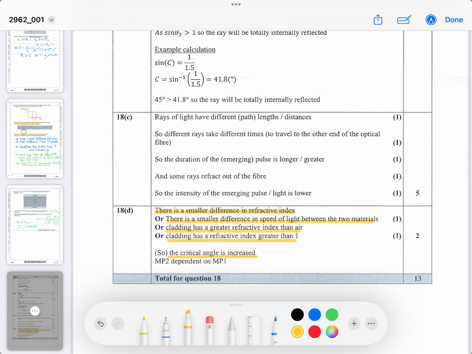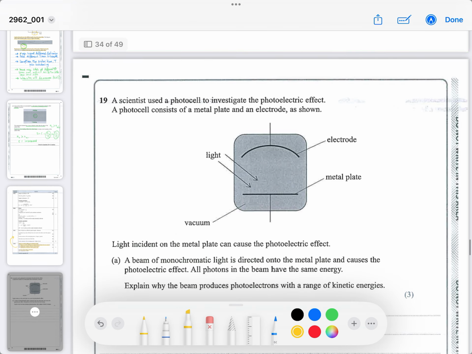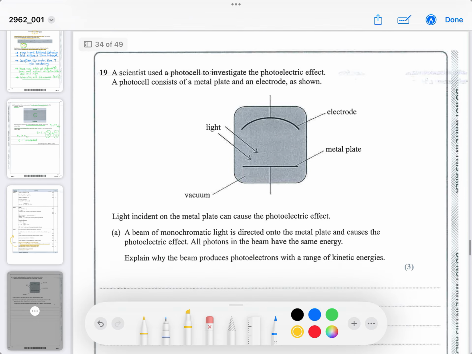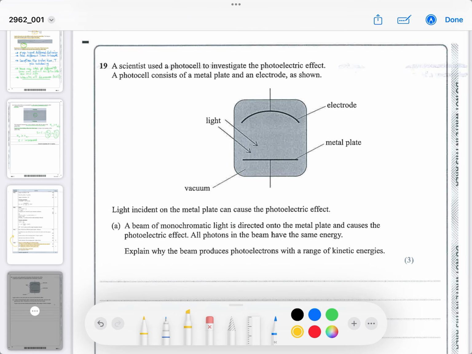But they then haven't said how that will affect this question. That will be like a part E, but they haven't included it. And I know the AQA exam likes to look at different types of dispersion of light through fiber optics. Okay, I think this is the last question that we haven't been through in the run-through.